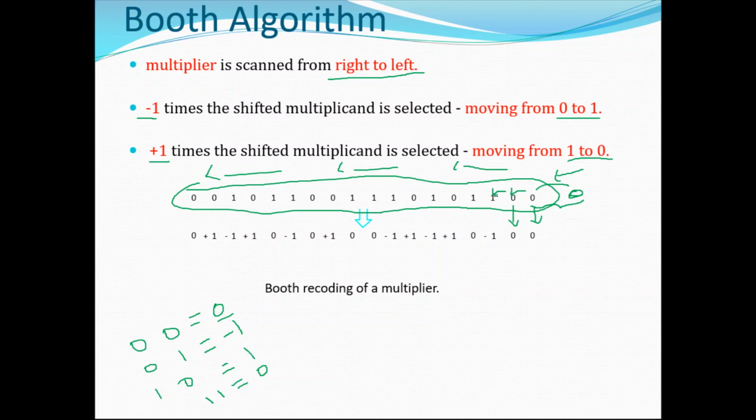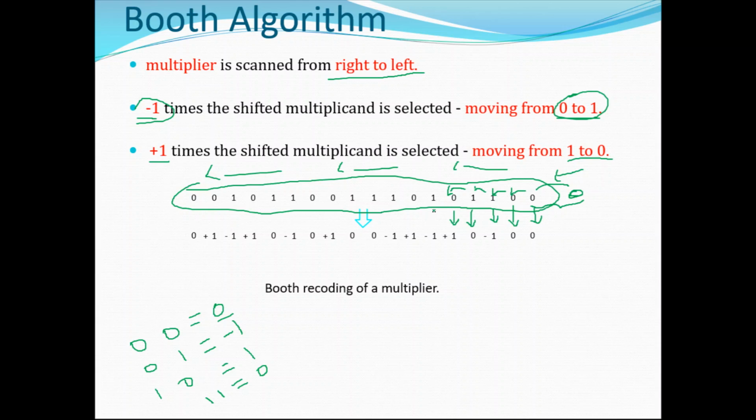0 1. If it is 0 1, what should you do? It will be minus 1. So this becomes minus 1. Next, 1 1. If it is 1 1, it should be 0. So this bit becomes 0. Next, 1 0. Whenever it is 1 0, it is 1. So this becomes 1.